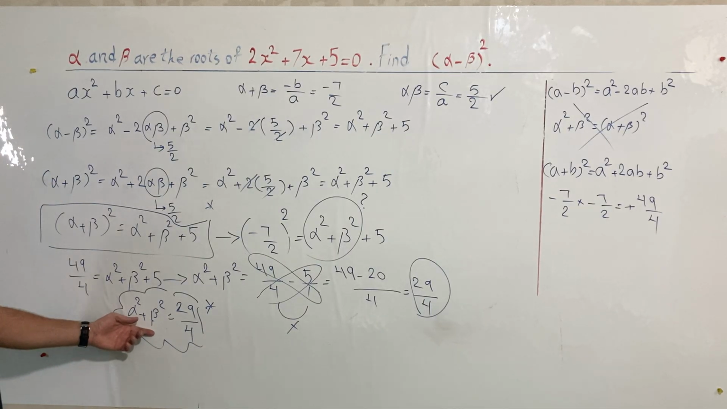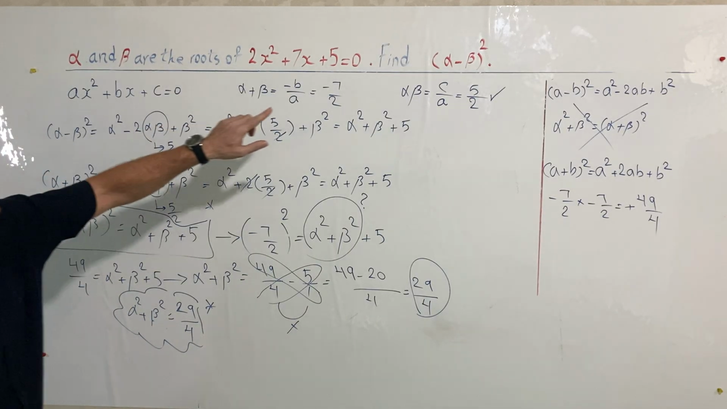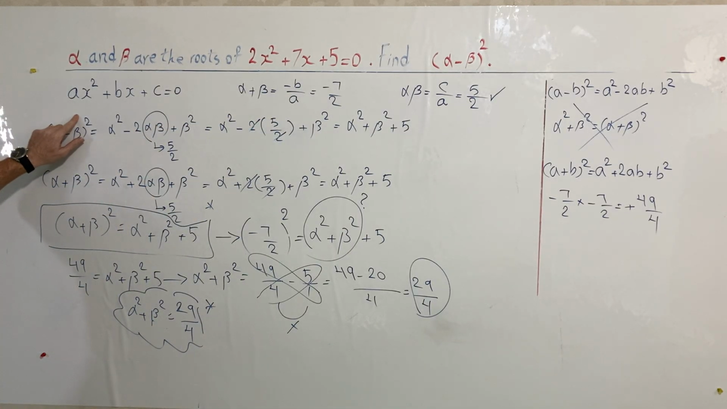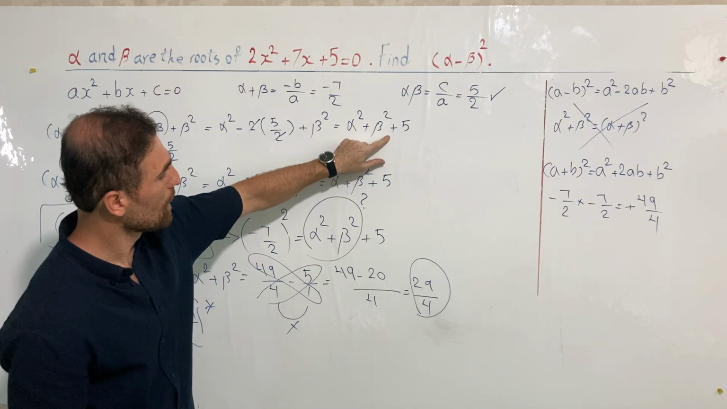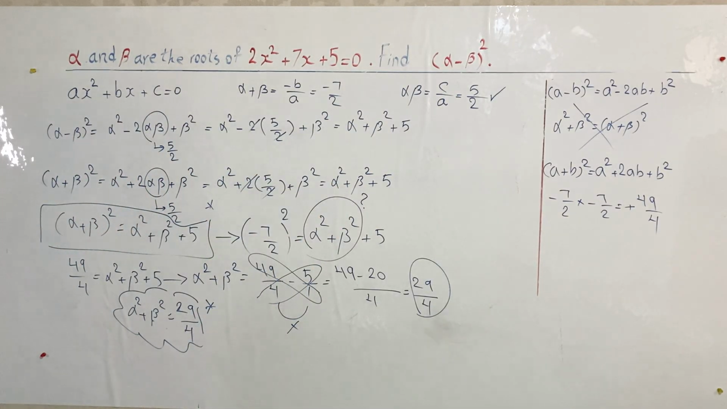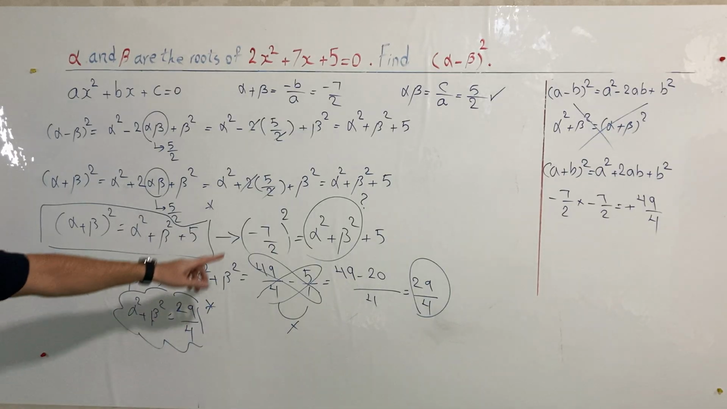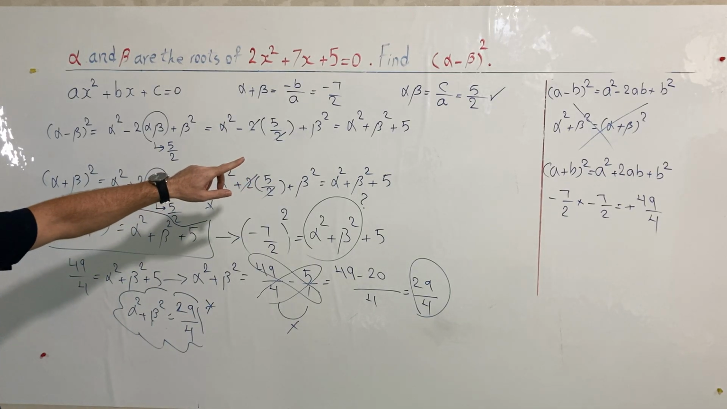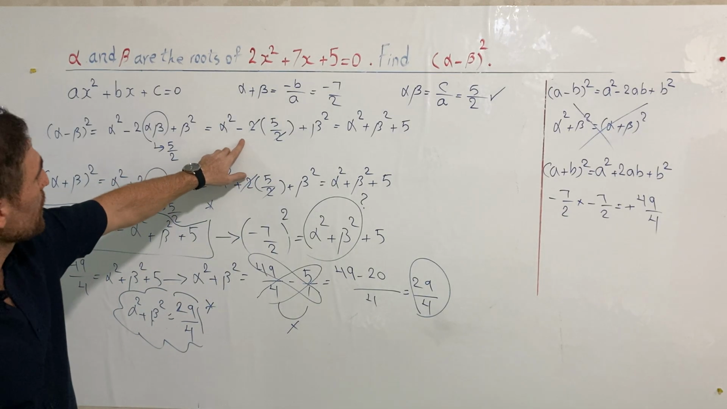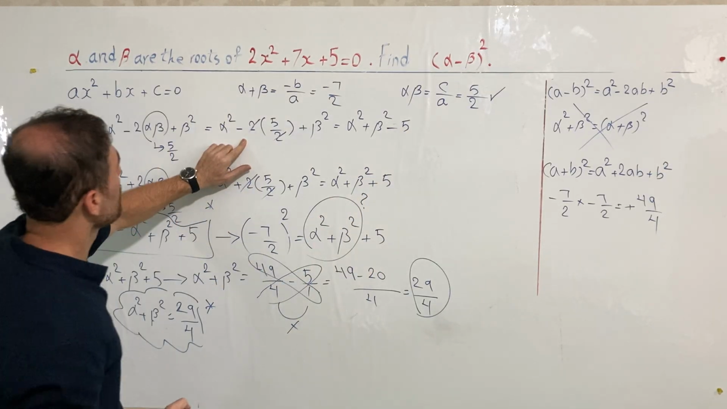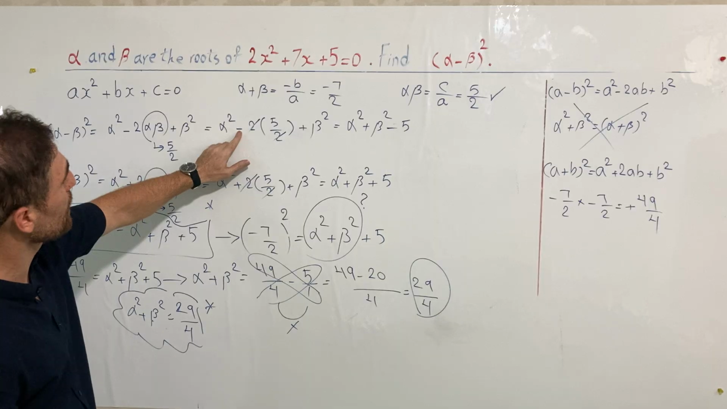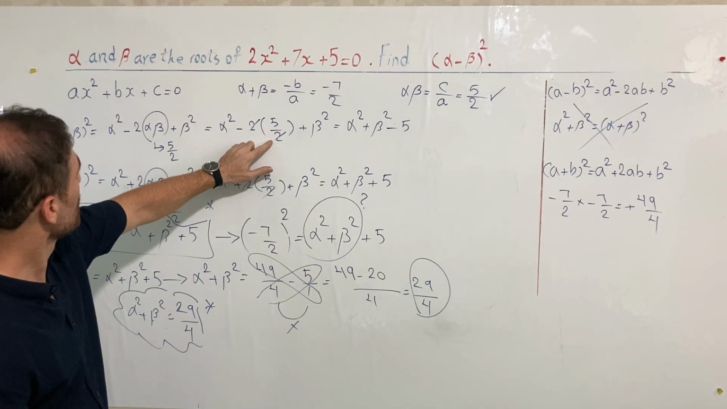So, now, let's come back to alpha minus beta squared. Alpha minus beta squared is alpha squared plus beta squared plus 5. So, what do we have here? Alpha squared plus beta squared minus 5. I wrote here plus 5, but the correct one is minus 5, because here we have negative 2 times 5 over 2, right?